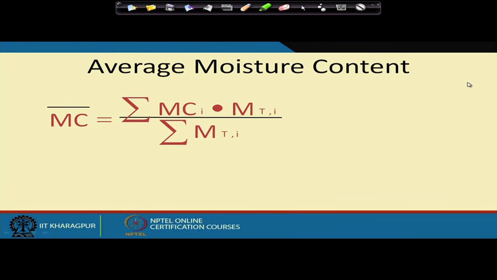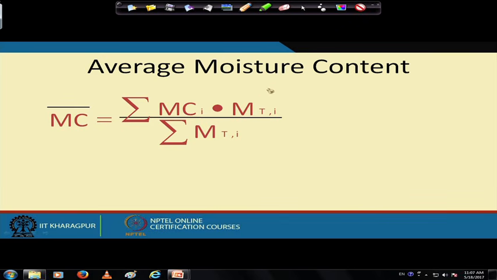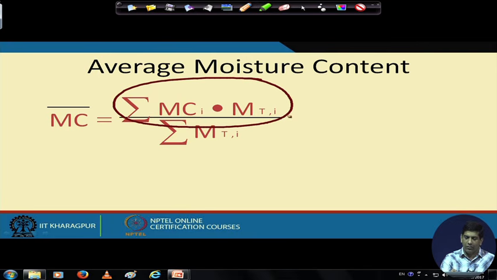You can do this average moisture content, as you can see here. What we are looking at here, on the top we have all the moistures from different waste streams. The moisture content of waste i multiplied by the total mass of i is what it is giving us. It is giving us the amount of water coming from the individual waste stream.